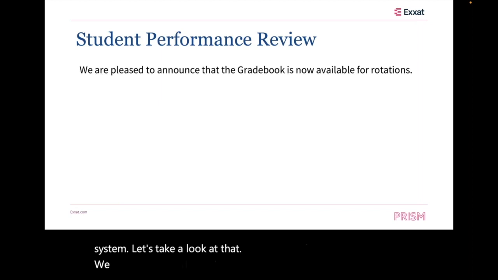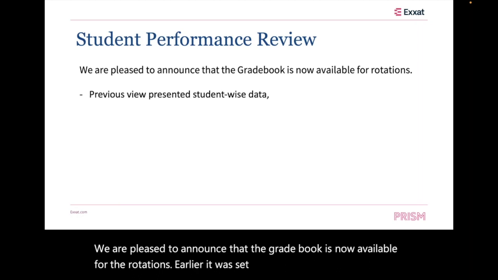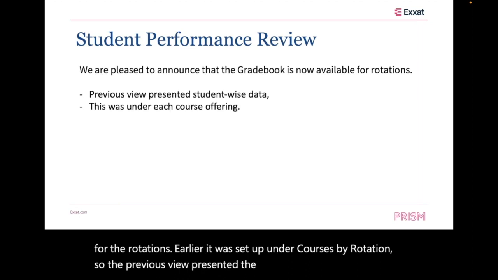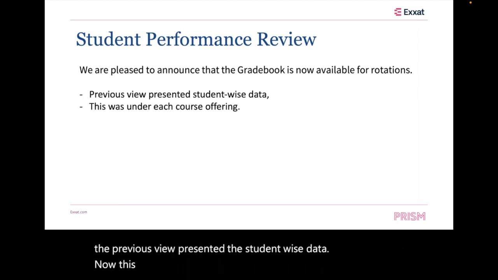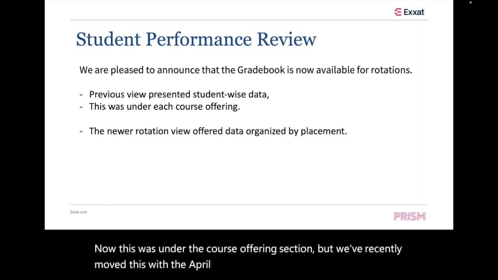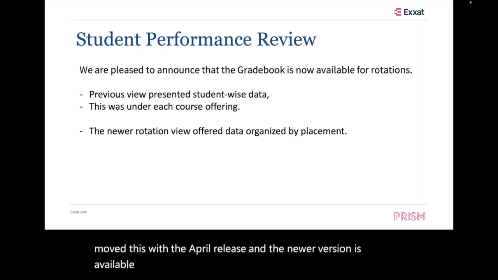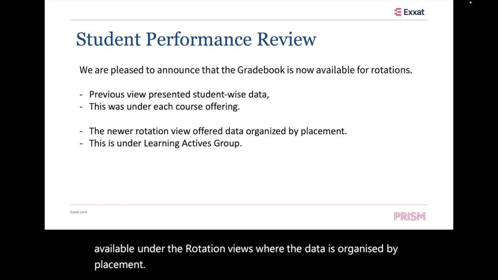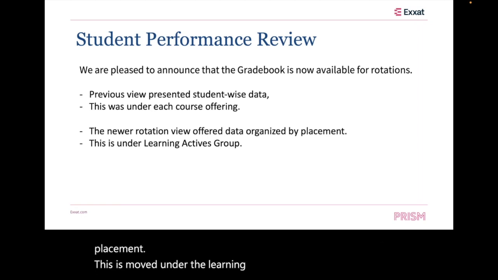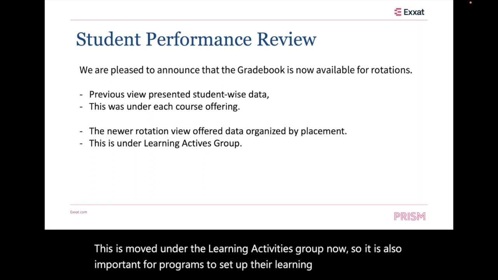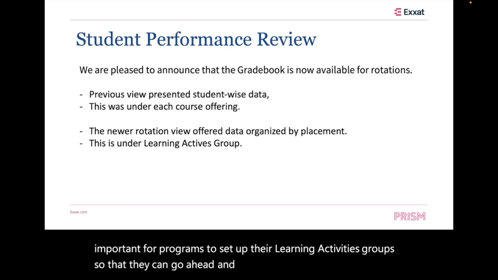We are pleased to announce that the gradebook is now available for the rotations. Earlier, it was set up under courses by rotation. So the previous view presented the student-wise data. Now, this was under the course offering section, but we've recently moved this with the April release. And the newer version is available under the rotation views, where the data is organized by placement. This is moved under the learning activities group now. So it is also important for programs to set up their learning activities groups so that they can go ahead and access the student performance review.